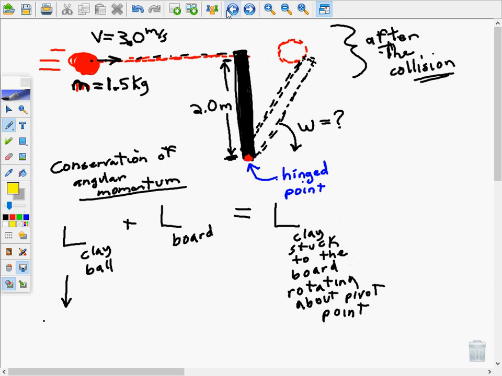So I come back over here, and it's just going to be the mass of that ball times the perpendicular radius, in this case, that's the width of this board right here, times the incoming tangential velocity. So for that wad of clay coming in, it's going to be 1.5 kilograms times our perpendicular is going to be 2 meters times that incoming velocity of 3 meters per second.